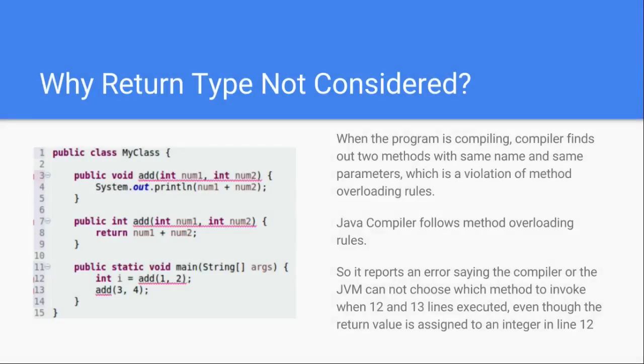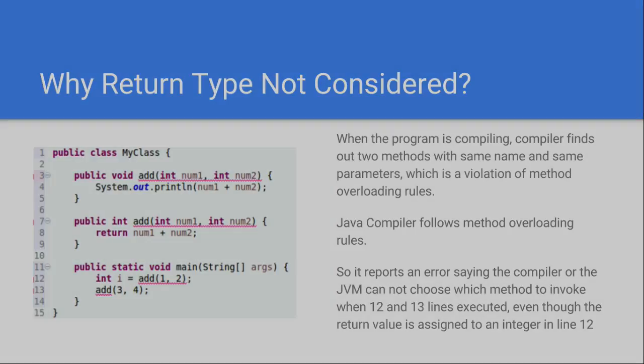Why are return types not considered in method overloading? When the program is compiling, the compiler finds two methods with the same name and the same parameters, which is a violation of method overloading rules. The Java compiler follows method overloading rules. So it reports an error saying the compiler or the JVM cannot choose which method to invoke when the 12th and 13th lines are executed, even though the return value is assigned to an integer in line 12.